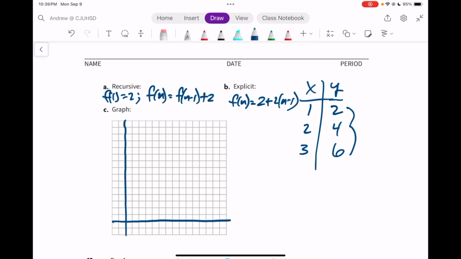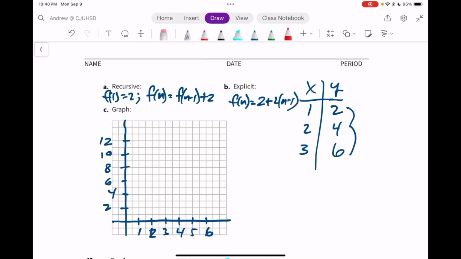On the x, I can go every 2 squares is 1. There's 1, 2, 3, 4, 5. It doesn't say how far I should go on this. And I can do the same kind of scale going up. 2, 4, 6, 8, 10, 12. We're just trying to get an idea of what the graph looks like. Let's see, this would be 10, 12, and 1, 2, 3, 4, 5, 6. So I do have different scales on my x and y.